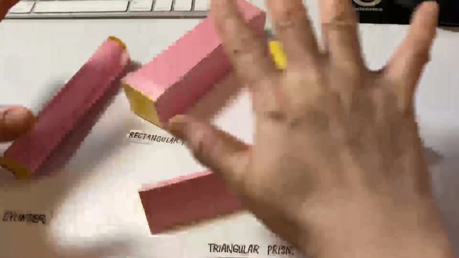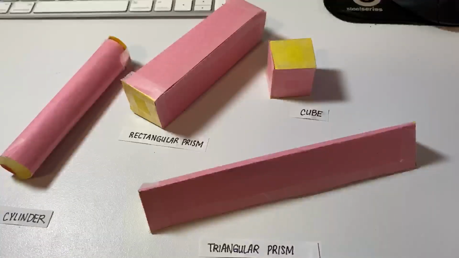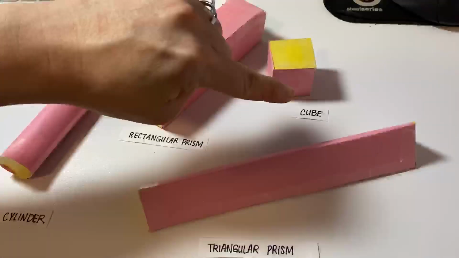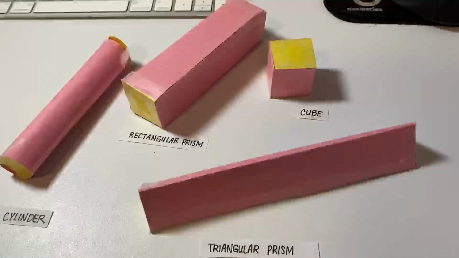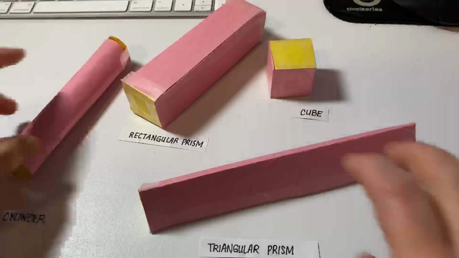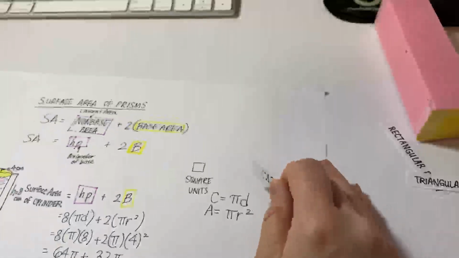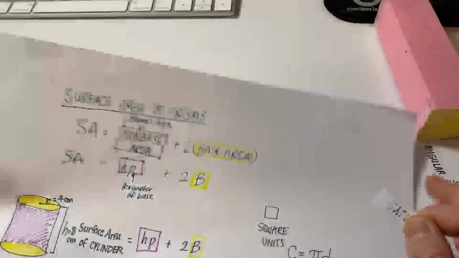So if you notice for all my prisms here, the yellow part would be the two congruent bases, and the pink will be referred to as the non-base because those are not bases. Our focus today will be on surface area of cylinders.